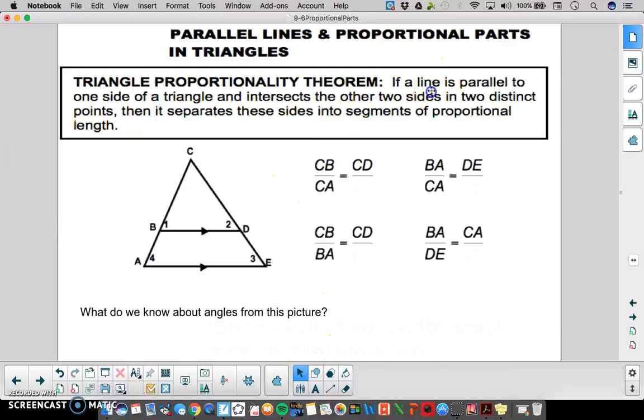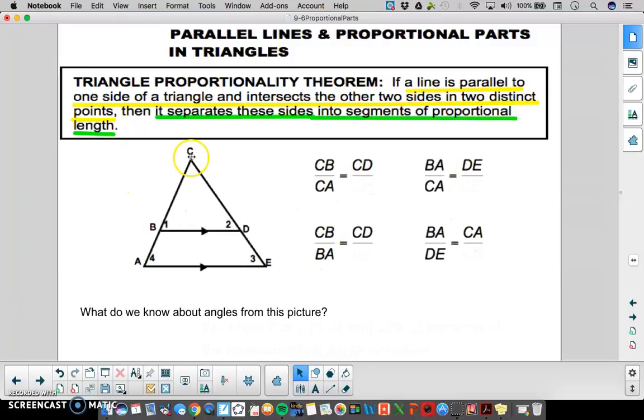If a line is parallel to one side of a triangle and intersects the other two sides in two distinct points, which happens here, BD is parallel to AE, then that segment separates the sides CA and CE into segments of proportional length. So we have several different proportions that we can use.